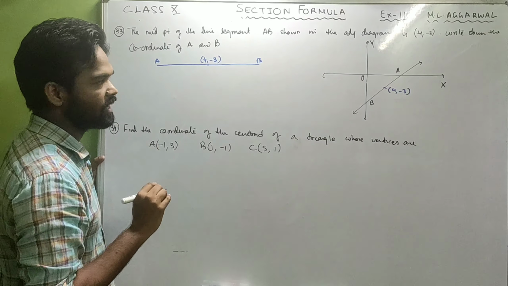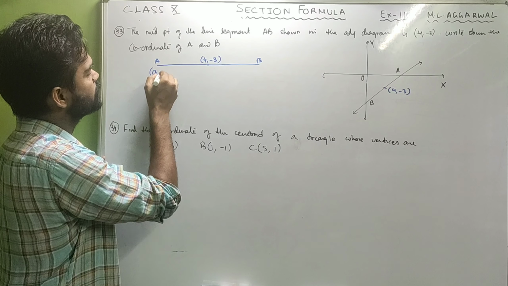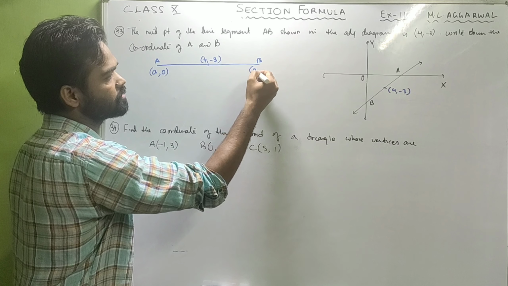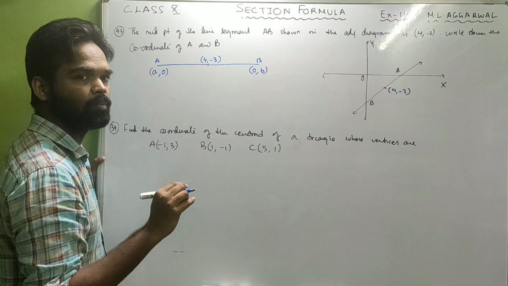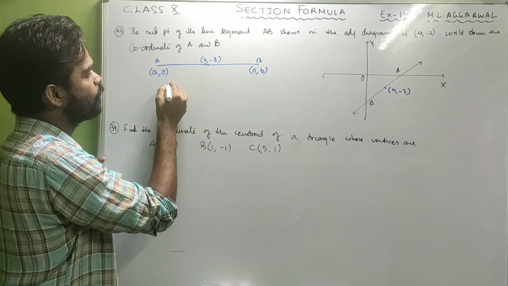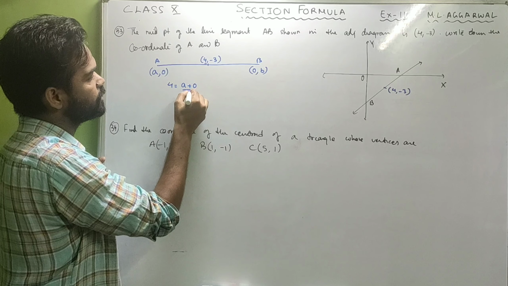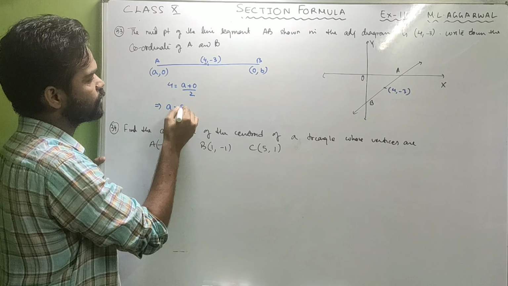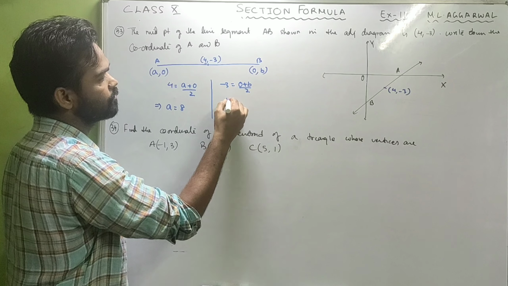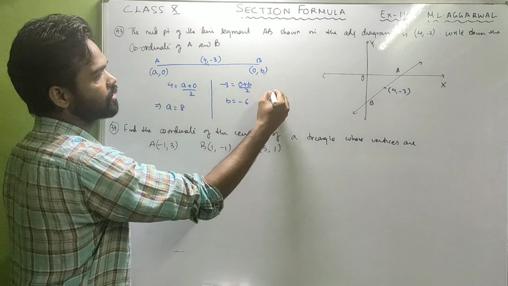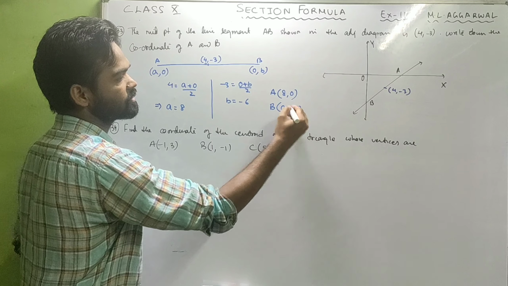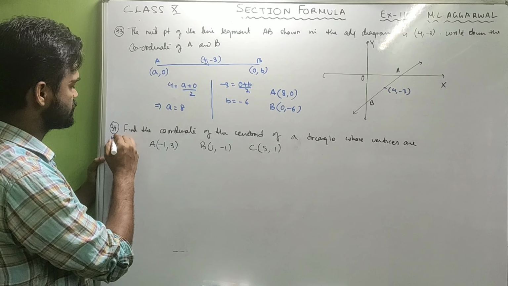Now A lies on the x-axis, so we can take A as a comma 0 or x comma 0, whatever. B lies on the y-axis, so I can take 0 comma b. I told you any point on the y-axis is 0 comma b. Any point on the x-axis is a comma 0. Now we'll use the midpoint formula. So 4 equals to a plus 0 by 2, which means a equals to 8. Minus 3 equals to 0 plus b by 2, which means b equals to minus 6. So the coordinate of A is 8 comma 0 and the coordinate of B is 0 comma minus 6. Done.